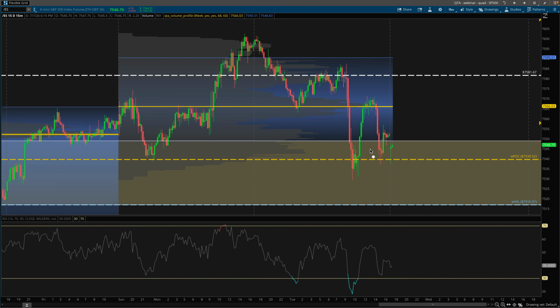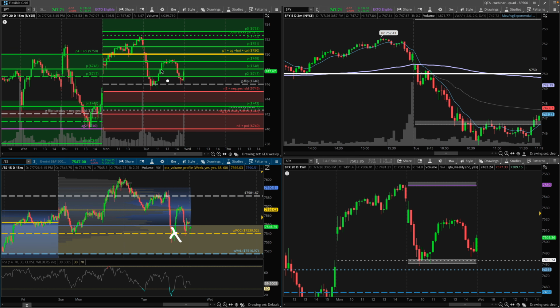So this is an area of confluence. It is an area from the volume profile that we know to pay attention to. On top of that, the RSI was oversold at this level. That was the same point in time as the SPY came down to the gamma flip.